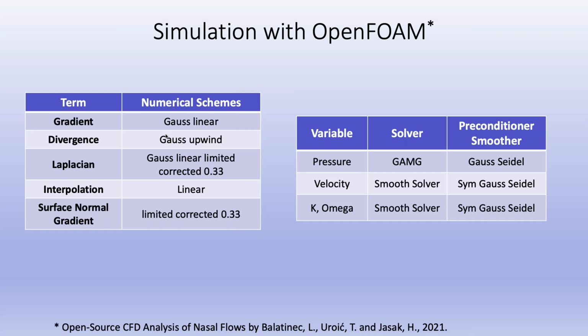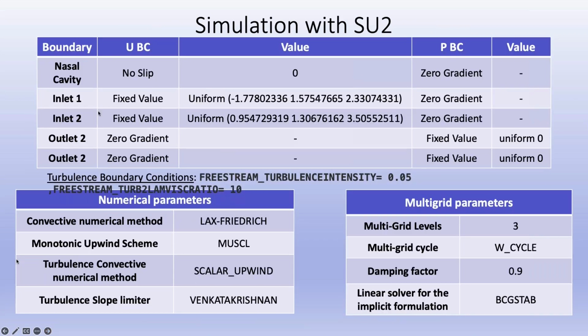So here are the numerical schemes and solvers for the simulation. In OpenFOAM, a numerical scheme is selected for each mathematical operation in the governing differential equation. Here we chose the schemes for gradient, divergence, Laplacian, interpolation, and surface normal gradient. The corresponding numerical schemes come on the screen. We also selected the solvers for the variables, which are pressure, velocity, K and omega. The simulation in OpenFOAM is reproduced from a work called open source CFD analysis of nasal flows by these gentlemen.